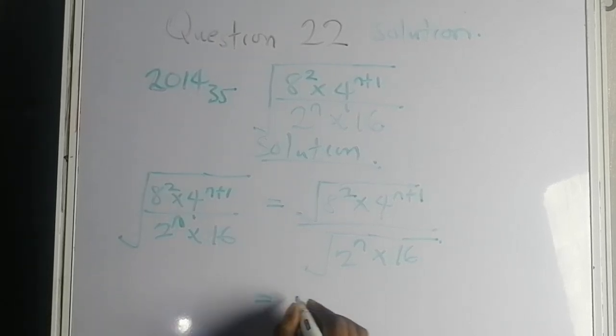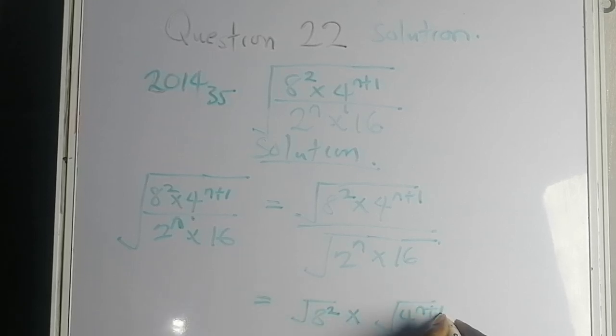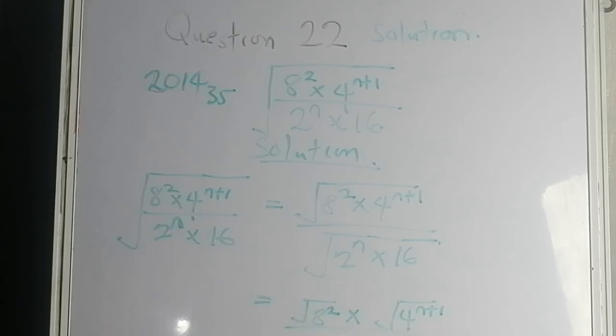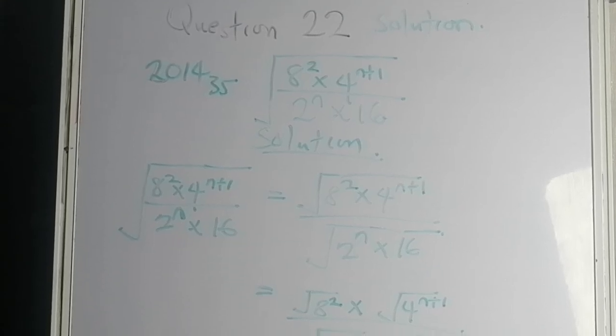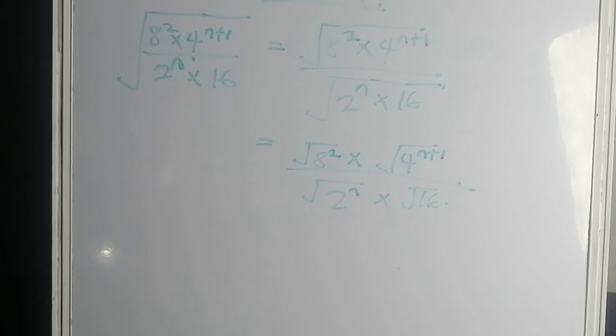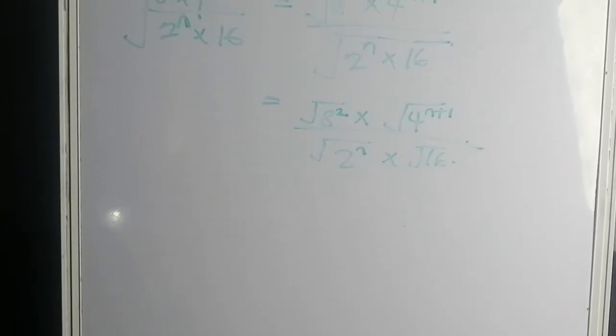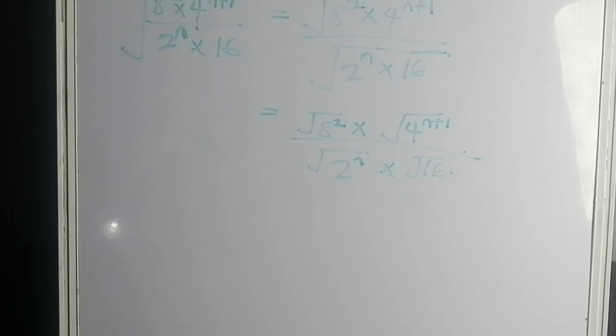So I can have root 8 raised to power 2 times root 4n plus 1, over root 2 raised to power n times root 16. It's as simple as that. So what am I trying to do here? I'm trying to simplify. I'm trying to break it down to what I cannot break down further.